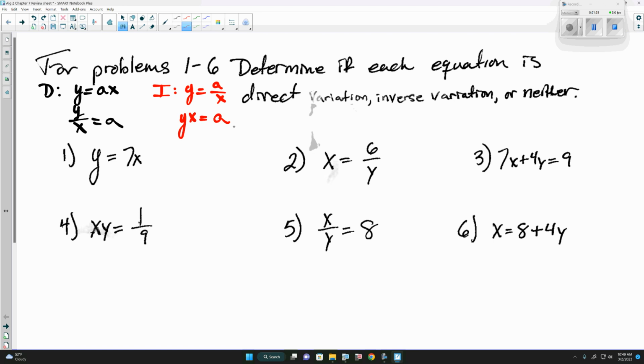So if we look at these here, number one would be what? Direct. Number two is inverse. Even though the x and y are flipped, it's still inverse. And the main giveaway is the plus.